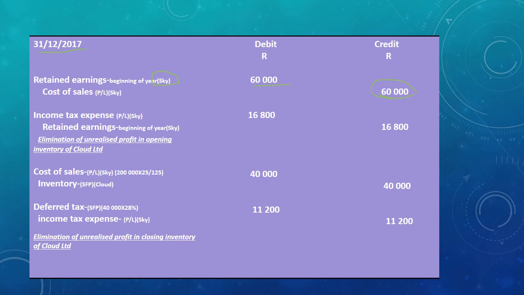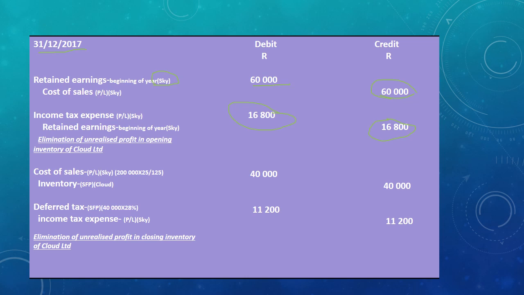Same as the previous journal, there are tax implications. This is the tax implication that we highlighted, and I showed you how to calculate it in the previous journal. So this is still the elimination of the unrealized profit in the opening inventory of Cloud Ltd, since this is being carried forward. This time around we have opening inventory. On the previous journal there was no opening inventory, because that was the first transaction that happened, and there was nothing that happened previously.